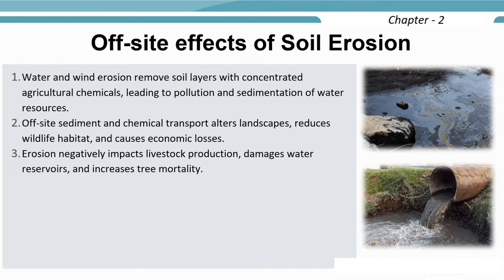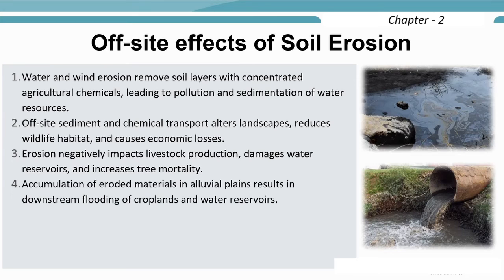These are all short-term effects. Okay, if erosion is not controlled, we'll start seeing these consequences. Accumulation of eroded materials in alluvial plains will result in downstream flooding of croplands and water reservoirs.